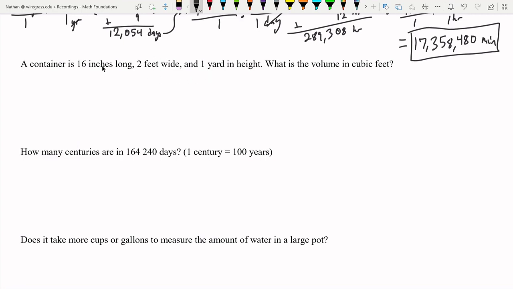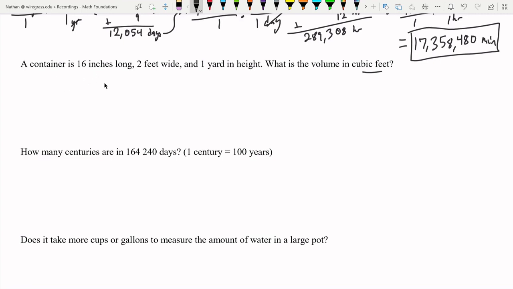However, we don't want different units. If we have different units, then our answer is going to be, 16 times 2 is 32 inch times feet times yard, which doesn't make much sense. We want to have the same unit, and that's what's given to us here in cubic feet. So we're going to make everything in feet.